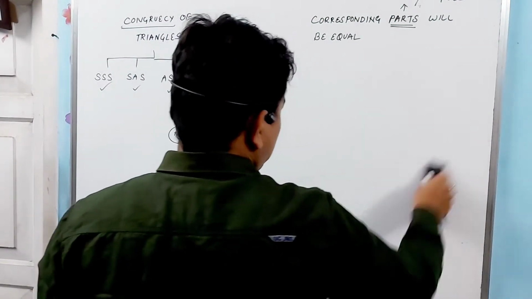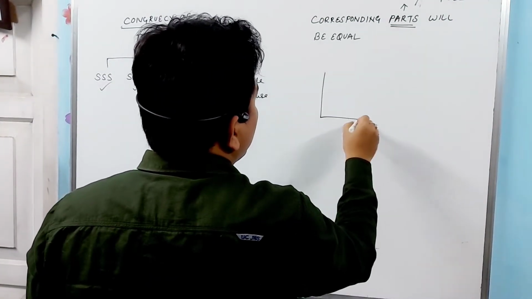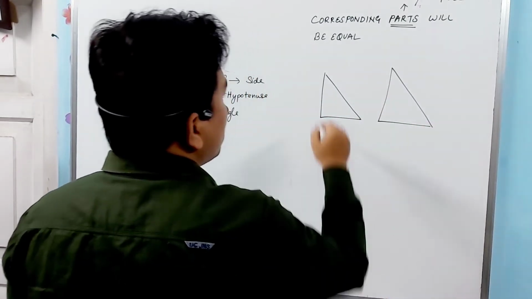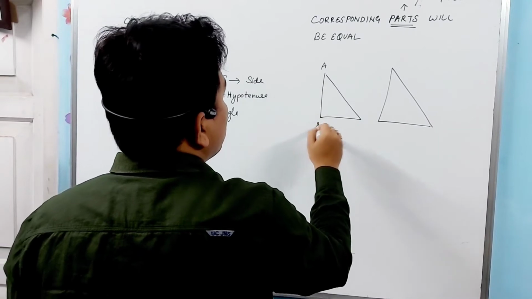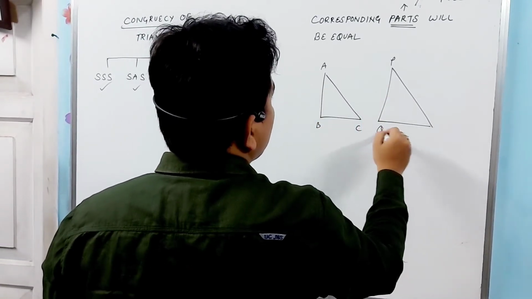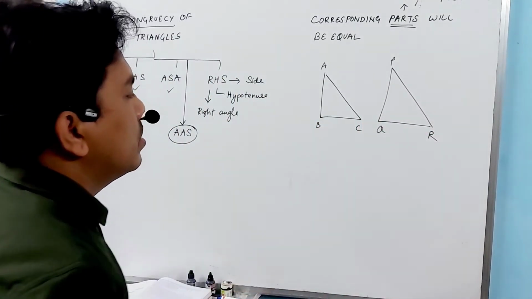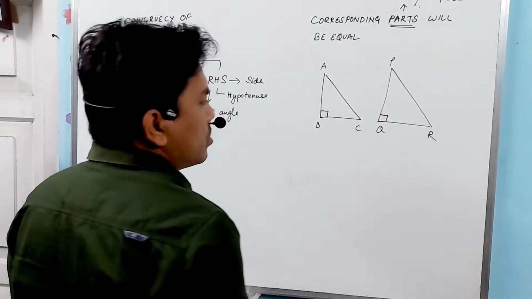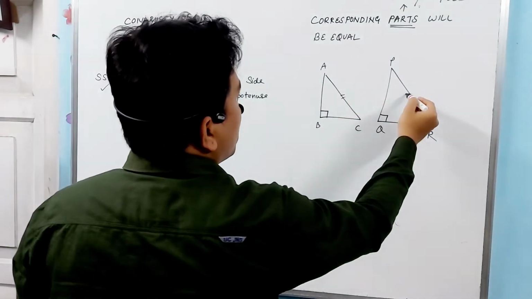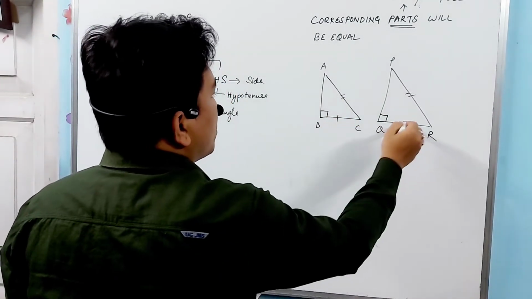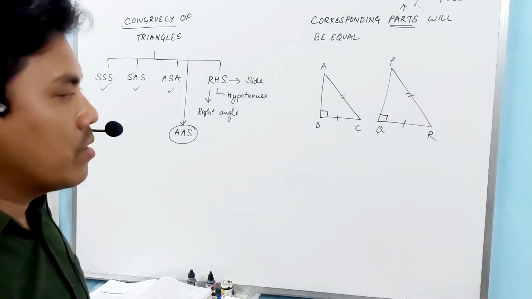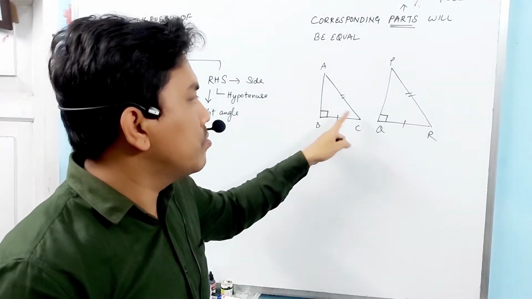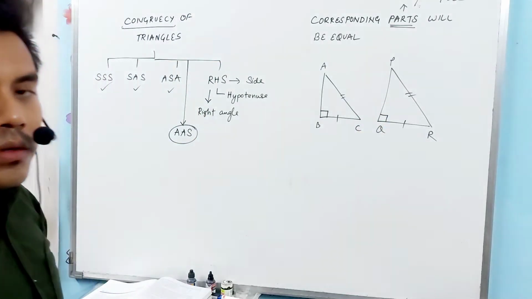To be very clear, if I prove the two triangles are congruent by RHS, that is triangle ABC and triangle PQR, okay. Now, this angle is equal to this angle. Both are 90 degrees. The hypotenuses are equal. And one of the sides is equal. Okay. Then according to R, H and S, both the triangles are congruent to each other.